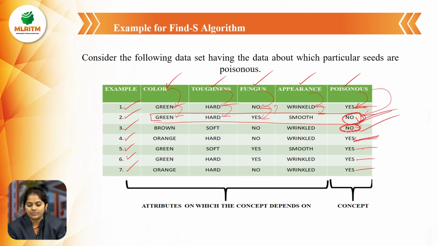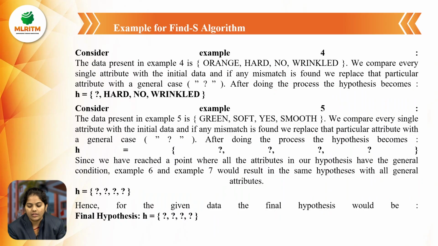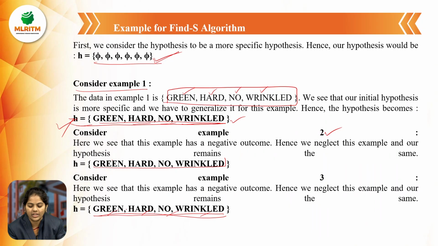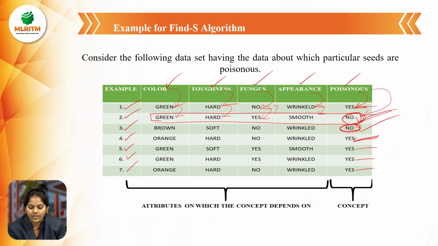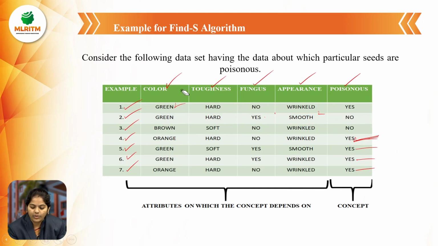So we'll compare the example 1 with example 4 directly here. So here the fourth example data set will be orange, hard, no, wrinkle. So this will get compared with the previous hypothesis, that is green, hard, no, wrinkle. So here the fourth example is orange. Orange is getting compared with green. So here these two are different colors. So we'll get a question mark. Hard is same. So we'll keep the same.